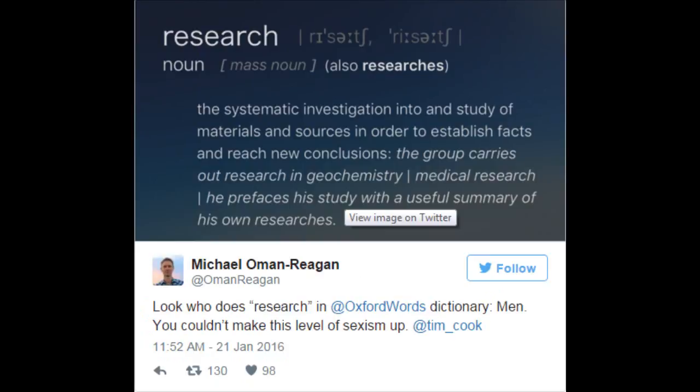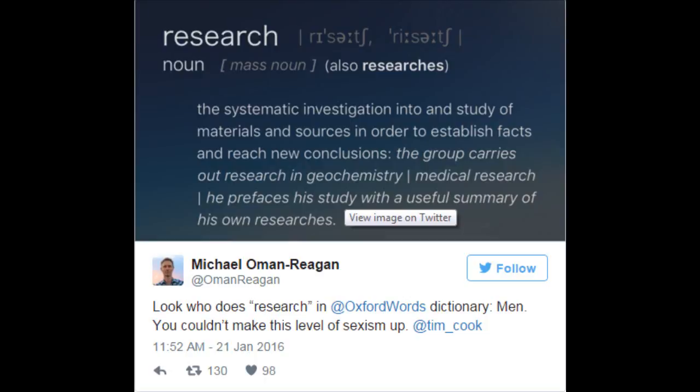Research: the systematic investigation into and study of materials and sources in order to establish facts and reach new conclusions. The group carries out research in geochemistry, medical research. He prefaces his study with a useful summary of his own researches. Okay, so I just want to point out this. Oh, and also let's just read his tweet. Look who does the research in at Oxford Words Dictionary. Men, you couldn't make this level of sexism up.